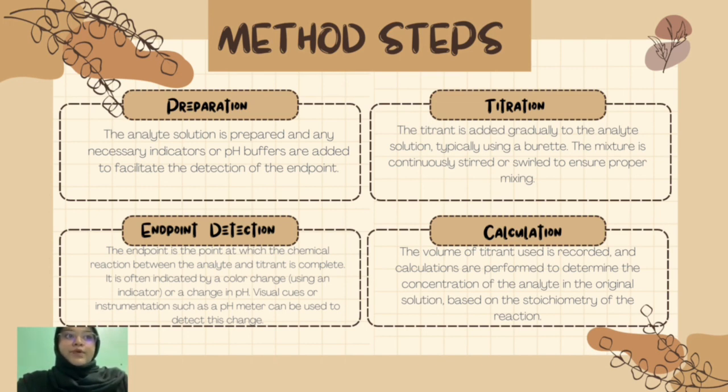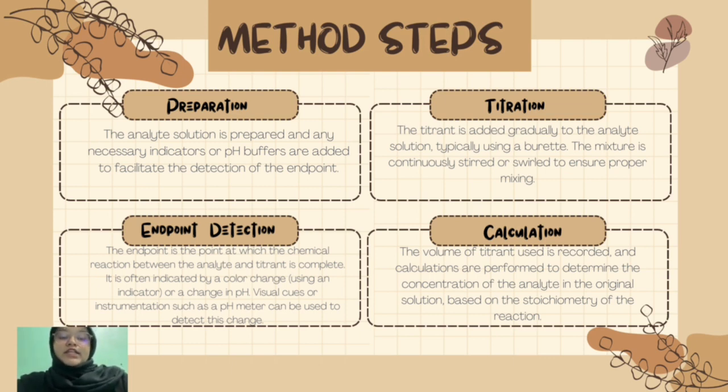First is preparation. Preparation is where the analyte solution is prepared, and any necessary indicators or pH buffers are added to facilitate the detection of the endpoint. Second, titration. The titrant is added gradually to the analyte solution, typically using a burette. The mixture is continuously stirred or swirled to ensure proper mixing.